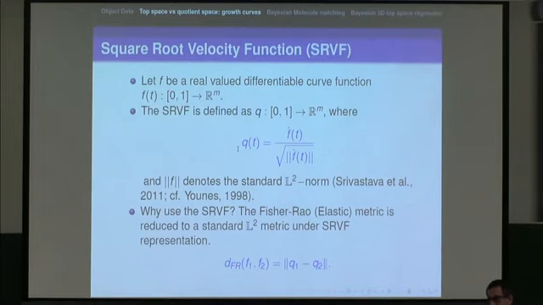So basically, you transform your functions just by taking the derivative, and then you can do a very standard L2 metric between them. And this has the property that if I've got two functions, if I warp them both by the same amount and then calculate the distance between them, then I will get the same distance. So that's a very nice property.